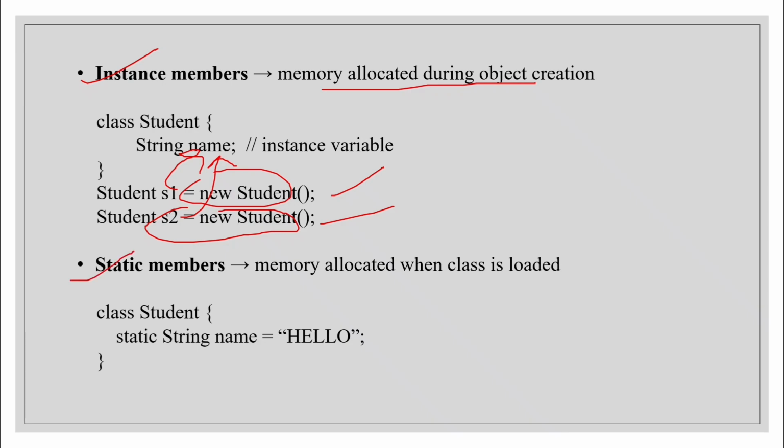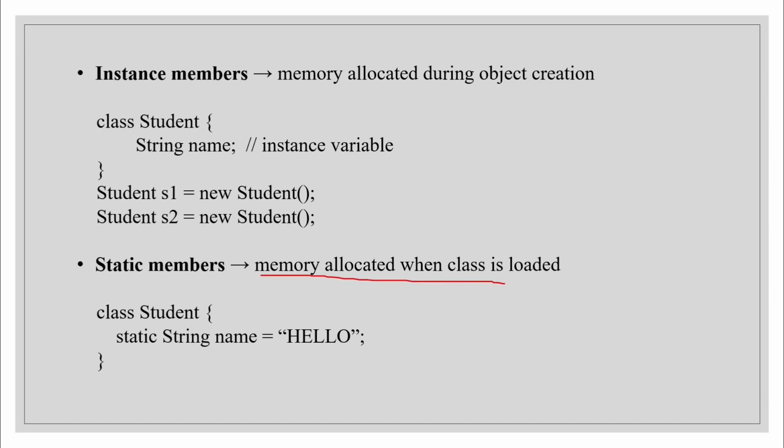And coming to static members, now let's explain static members. Static members belong to the class, not to objects. In static members, memory is allocated when the class is loaded. It belongs to the class, not to the objects. This happens before any object is created. Only one copy exists, and all objects share the same data.